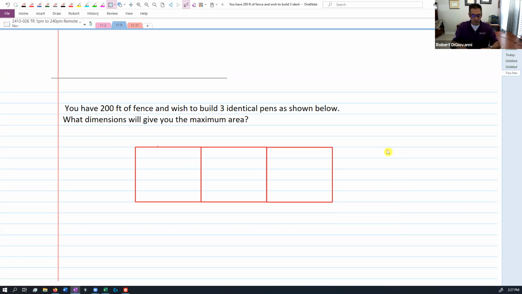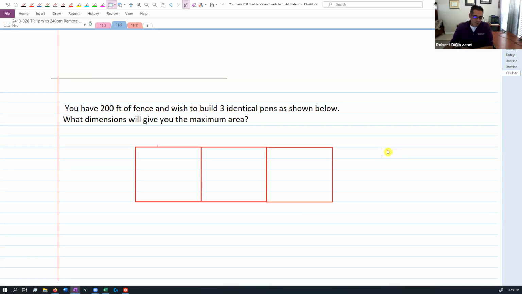And I wanna do this in a way that I build these 3 identical pens with the fence, but I want the most possible area that I can get. The most area possible. Do you understand what I'm trying to do? Yeah, I only have 200 feet of fence and I want to use all of it. Okay, I don't want to waste any. So I want to use all the fence.